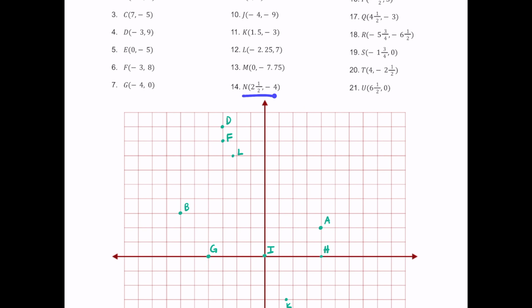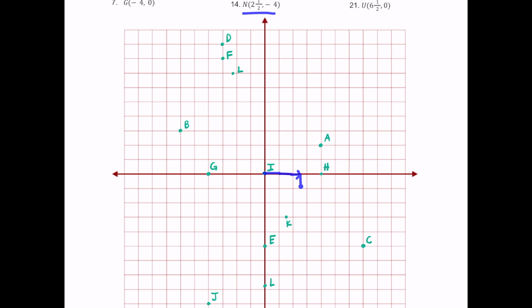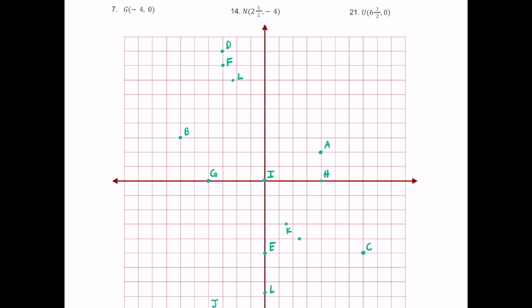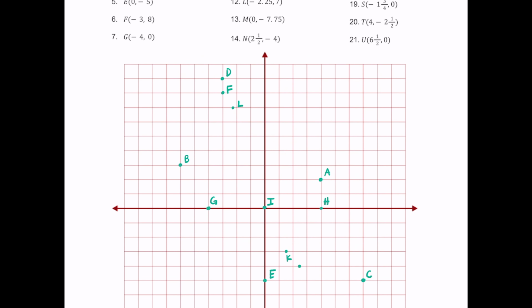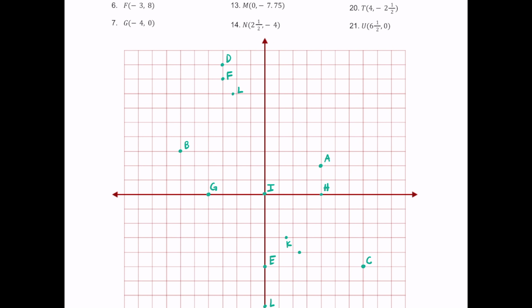For number 14, we have n, which is going to be positive 2.5 comma negative 4. So start at the origin, move over 1, 2, and then half a box. So that's 2.5 boxes to the right because it's positive. And then it says negative 4, so 1, 2, 3, 4. So that's 4 units down. So we're going to go ahead and put a dot. And what letter were we on? I think that we were on n. Yeah, so n. So we're going to go ahead and put an n over there.